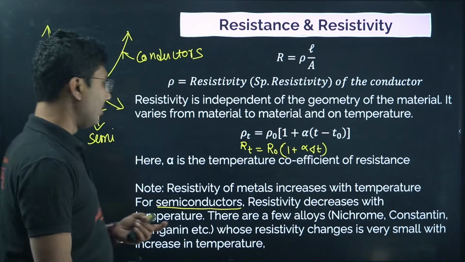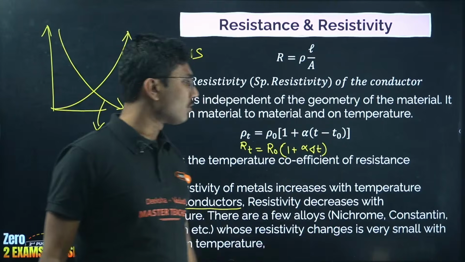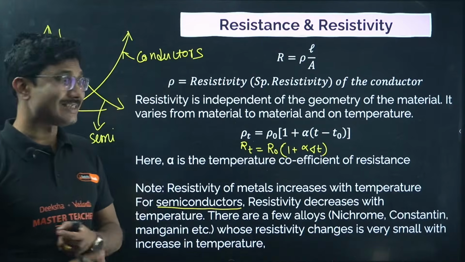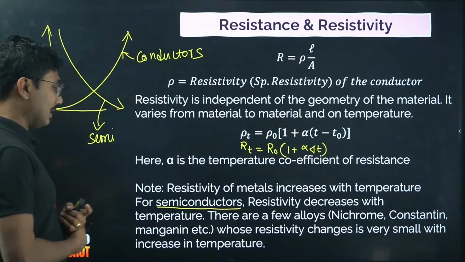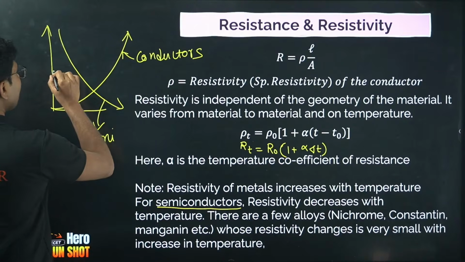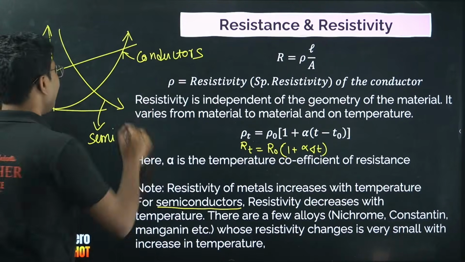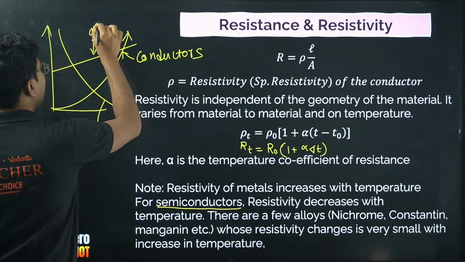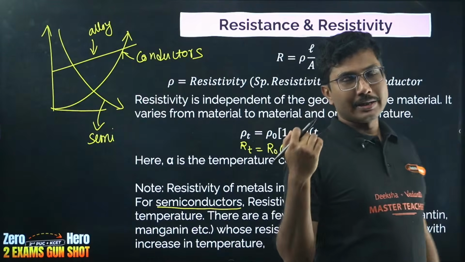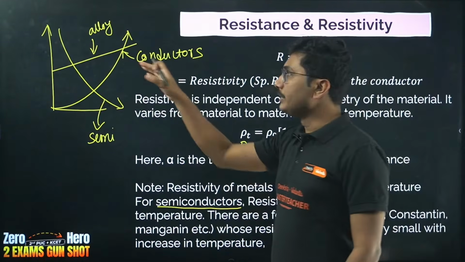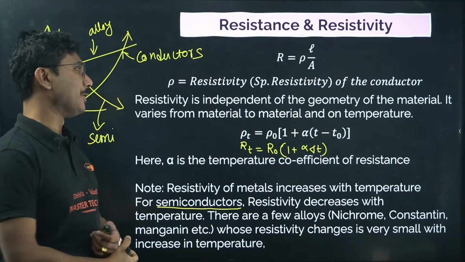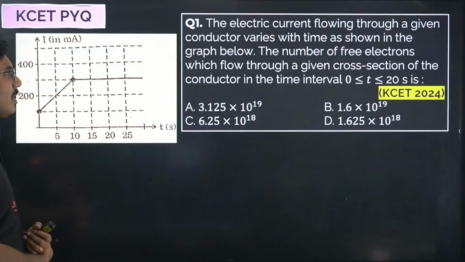and for a few alloys such as nichrome, constantan, manganin, whose resistivity change is very small with increase in temperature. Its resistance changes very little, so it is almost a straight line. This is for alloys. Some alloys, not all alloys, but nichrome, manganin, constantan, these materials, their resistance changes very, very slowly. Okay, let's see one question.